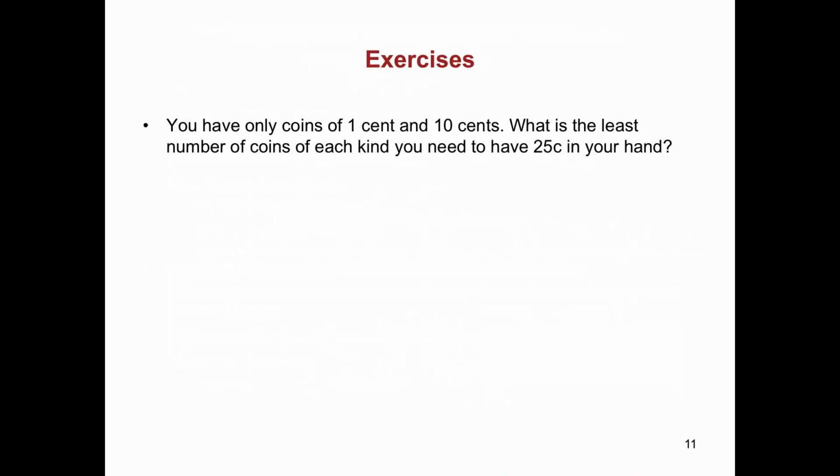All right. So here's an exercise. You have only coins of 1 cent, 5 cents and 10 cents. Those are the only coins you have. What is the least number of coins of each kind that you need to have to represent 25 cents?